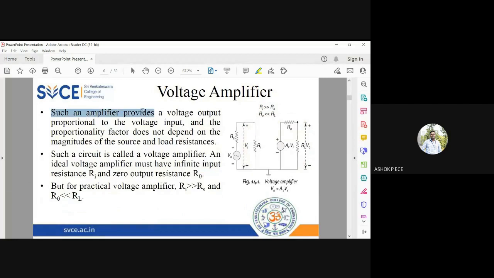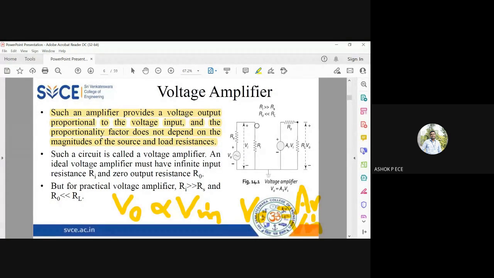So this amplifier provides voltage output proportional to the voltage input. So output voltage is proportional to input voltage. The proportionality constant is going to be replaced by a constant called gain. So in a voltage amplifier, V out is proportional to V in, or I can say V out equal to AV into V in. I am introducing a constant of proportionality AV. AV is your voltage gain. V out equal to AV into V in. That is what they are saying here.